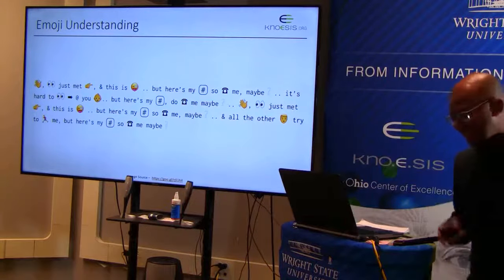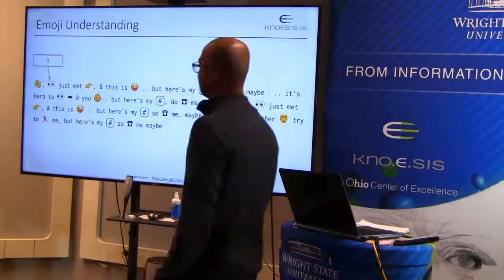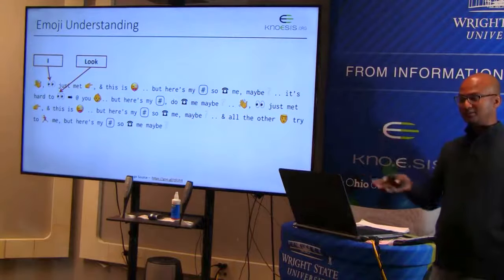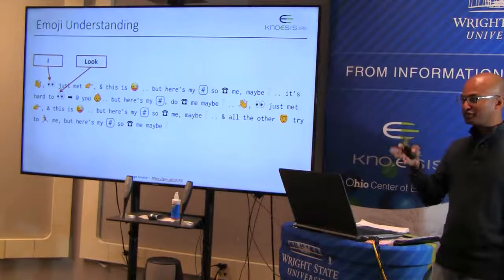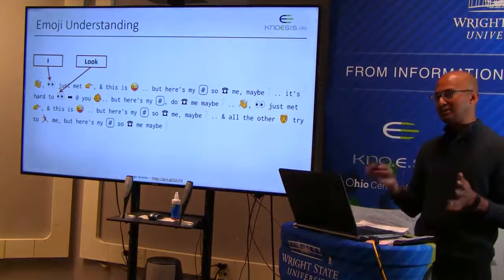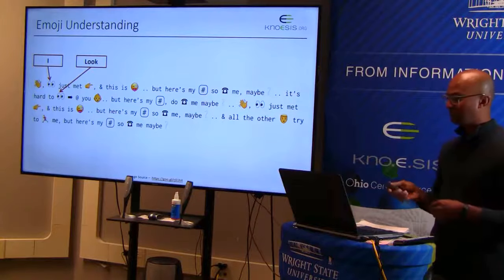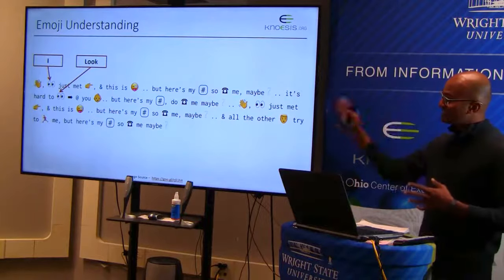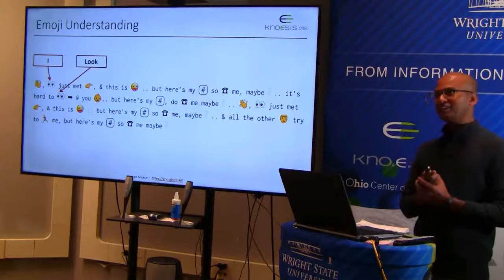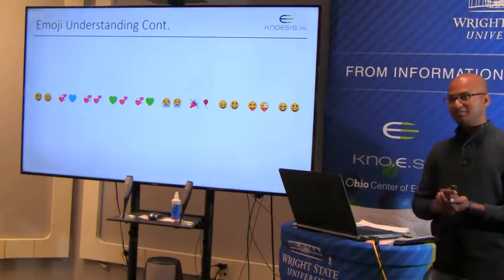If you see how the ice emoji is used, in this line it replaces the word I, and in the second line it replaces the word look. So this clearly shows that people use emoji to replace words, and they use the same emoji to replace different words, which means an emoji can have multiple meanings based on different contexts. Certainly this person who posted this message had an understanding of this emoji and how it should look in a sentence. So can we build a machine that can have a similar level of understanding? That's something we would like to see.